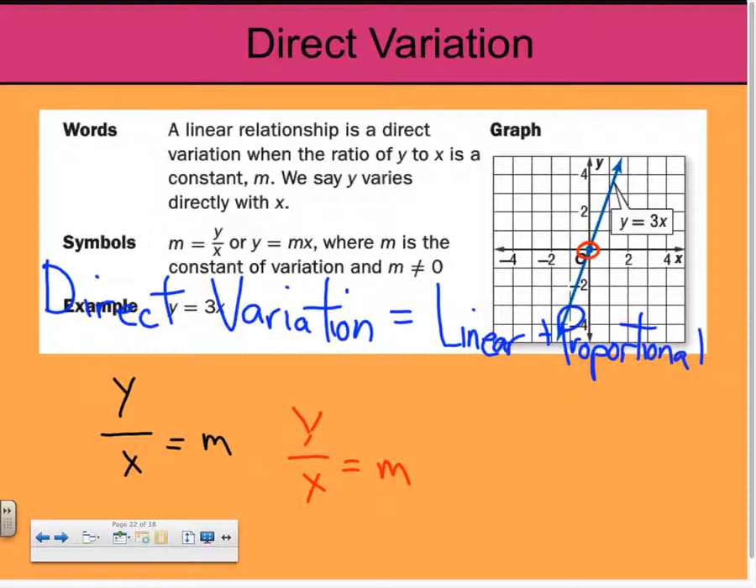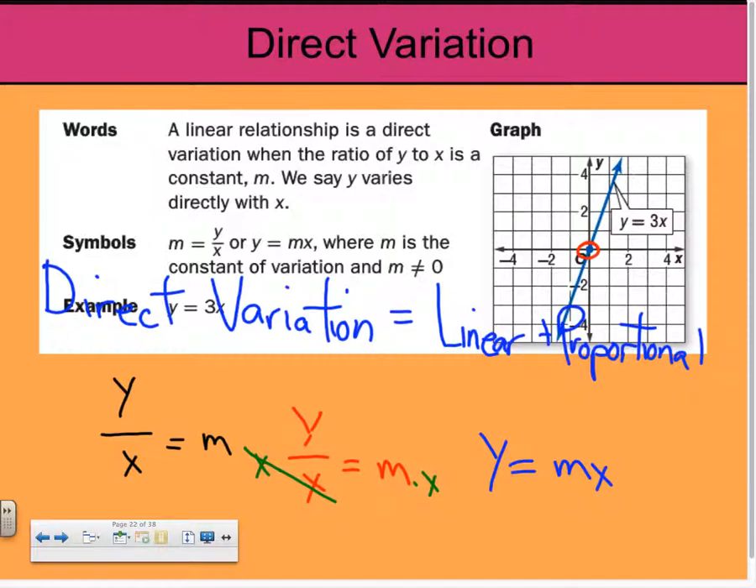Okay? Well, people have realized this. Wait a minute, it keeps on equaling the same thing, and they've come up with this equation. They've said y over x equals m is the same really as y equals m times x. Because if I multiply both sides by x, that's what I end up with. y equals mx. So it's a nice, nifty little equation.